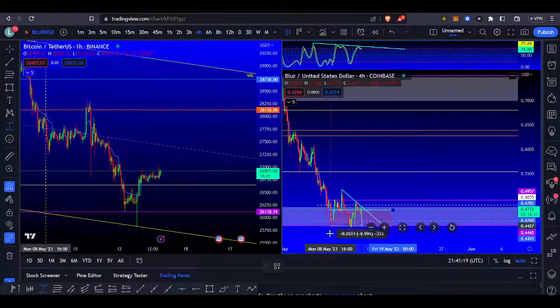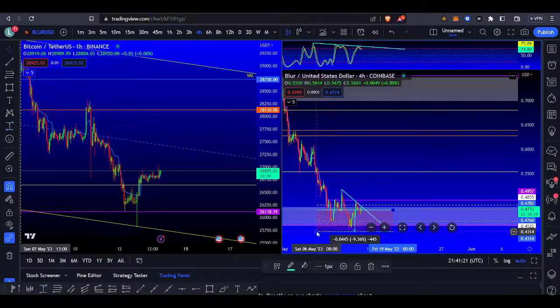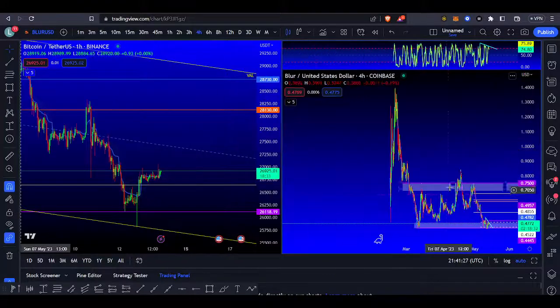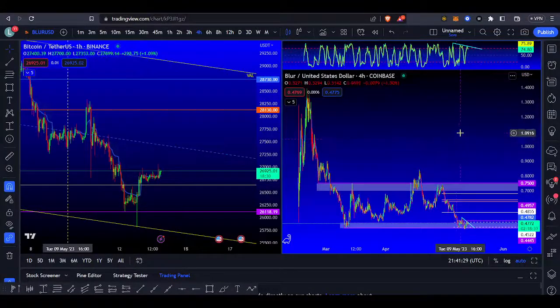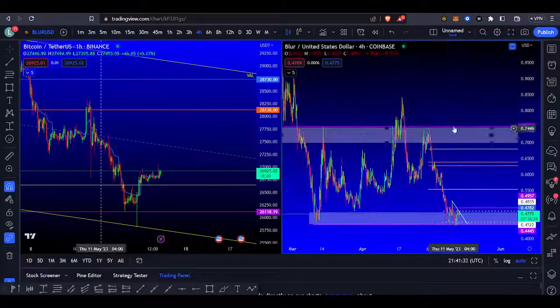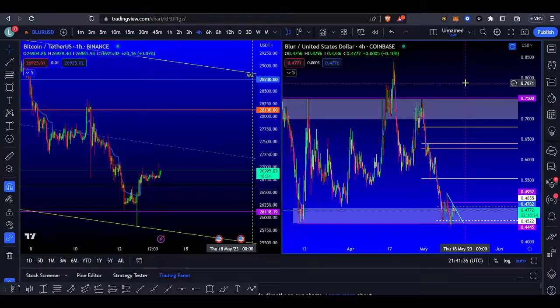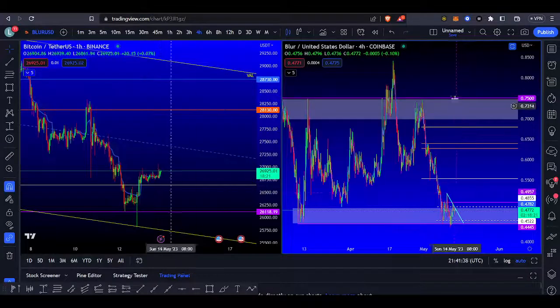Since the stop technically would be at about 10% away, you might want to use 1/10 of your position, so in case it does get wicked out, it's only a 1% loss. Or you just enter in spot because you believe in Blur long term. And yeah, it just seems like a great place to enter a buy and long this coin. This is not financial advice, but that's the way I would look at it.